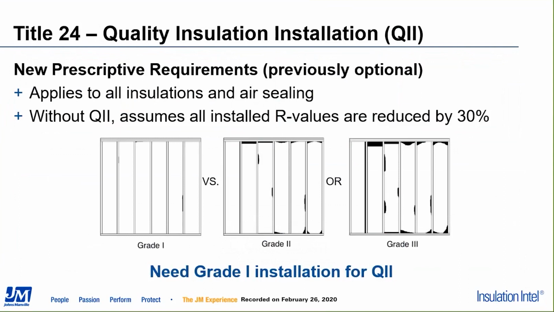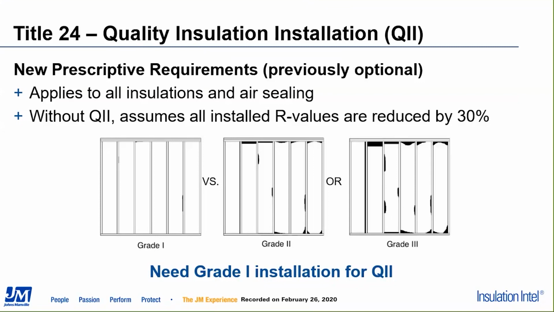Finally, another big change in Title 24 this year is related to insulation installation quality, or what's called QII in the Title 24 code. And this really relates to both how well the building has been air sealed and how well insulation has been installed. Just to give you a feel for this, without QII, which previously had been optional, the software that is used to model the energy performance of a house will assume that all the installed R values are reduced by 30%. So as you can imagine, that can be a pretty big hit.